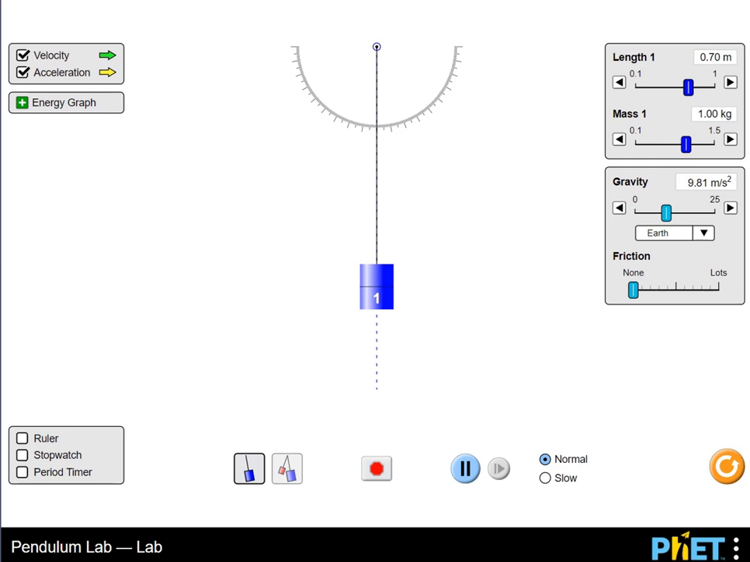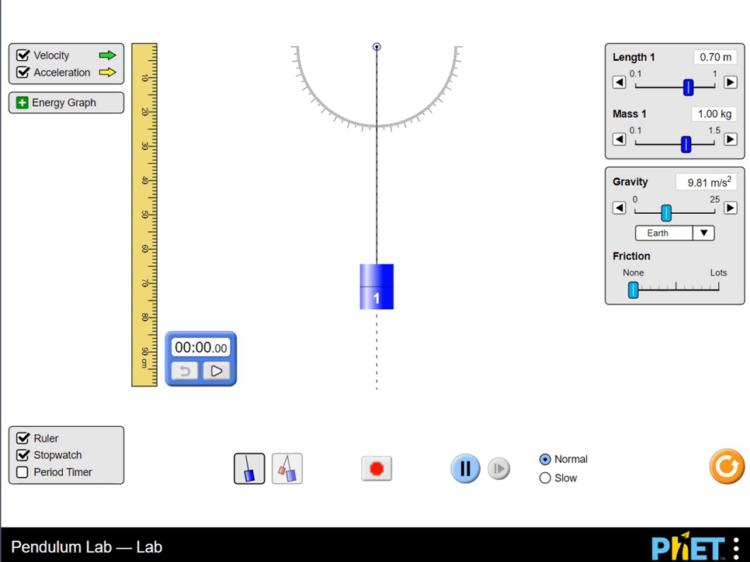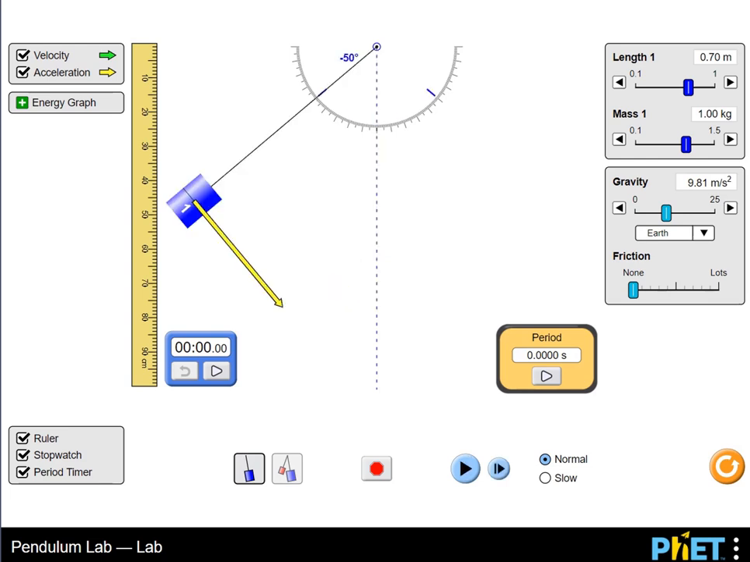Legends of Learning presents the Pendulum Lab PhET simulation. This is a science PhET simulation that makes learning about conservation of energy fun and easy to understand.